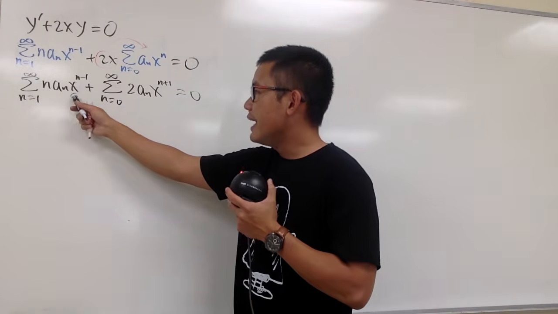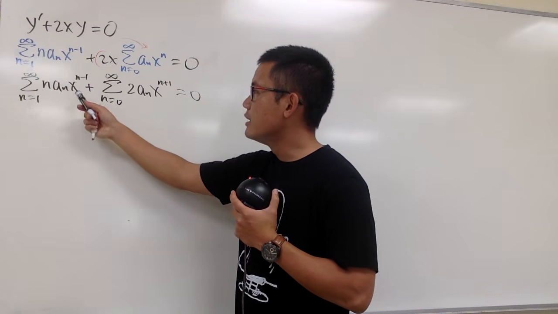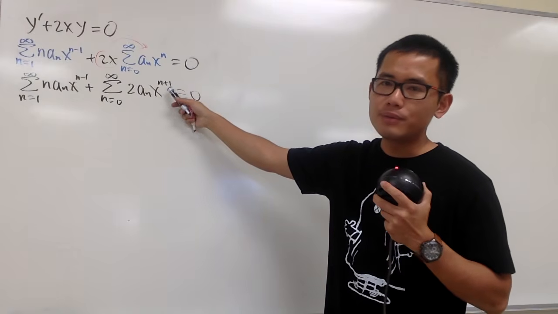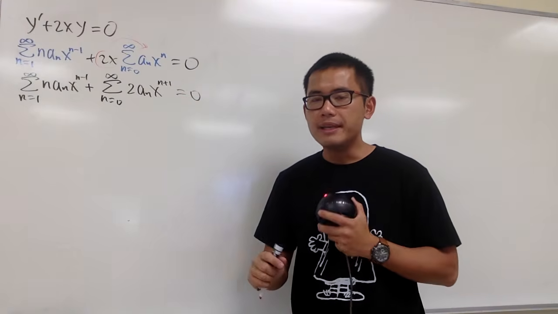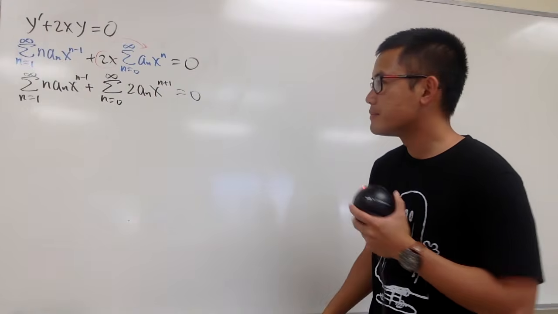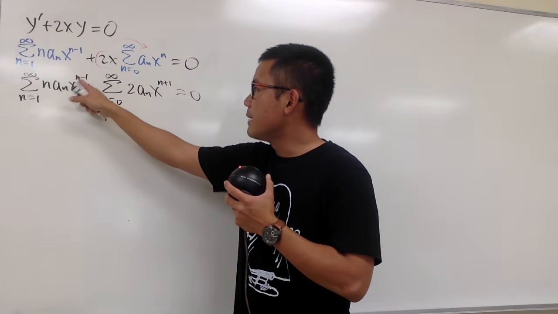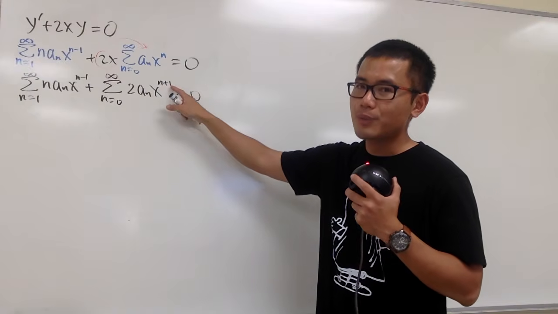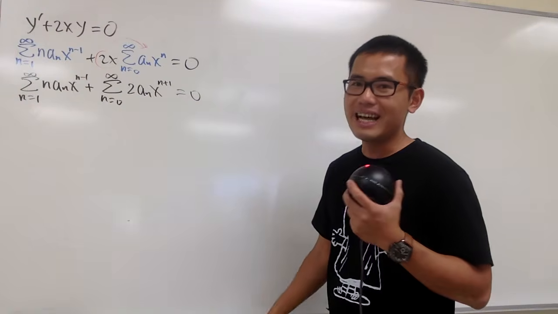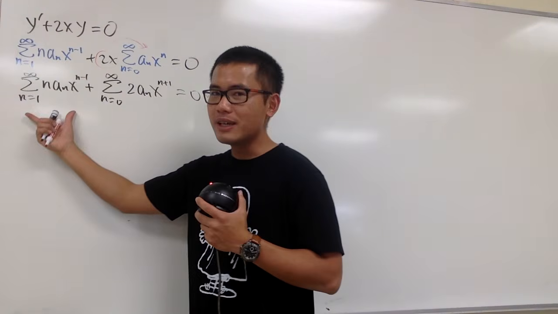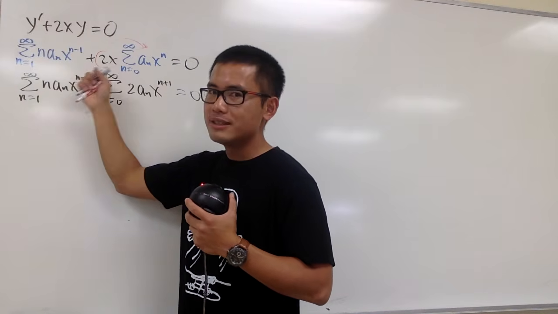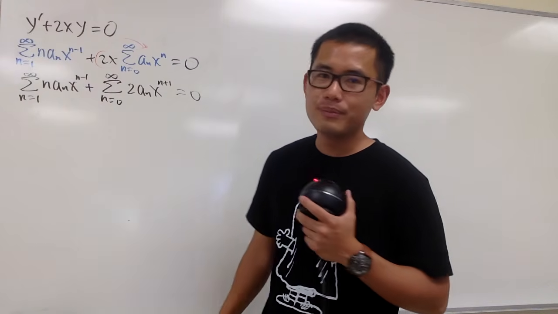As you can see, the exponents of x are different. This right here is x to the n minus 1 power. This right here is x to the n plus 1 power. Our first goal is to make sure that the exponents of x are the same, right? So since this is n minus 1, since this is n plus 1, why don't we make them both equal to n? How's that? So let's focus on this. My goal right here is to make this into x to the nth power. How can I do that though?